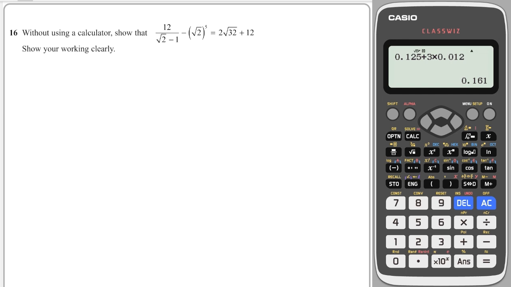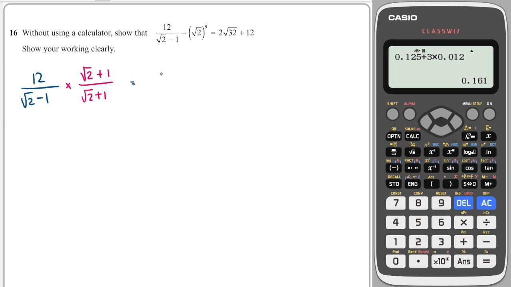Okay, question 16. Without using a calculator, show that this is equal to this. Well, let's start by looking at this. 12 over root 2 minus 1. If I want to rationalize a denominator, I need to multiply it by the same surd, but with the sign in the middle changed. So in this case, root 2 plus 1.